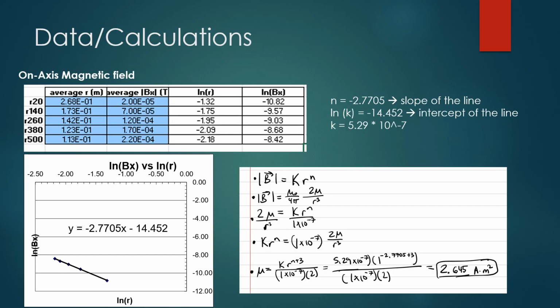Here's some of the data and calculations. It shows the on-axis magnetic field and the graph of the natural logs of the magnetic field and the distance. And from the slope of the graph and the y-intercept of the graph, you can determine the n value and the ln of k value, from which you can determine the value of k. And then you can use the two equations illustrated and set them equal to each other, which you can use to solve for the magnetic moment of a dipole, the magnetic moment of the bar magnet.